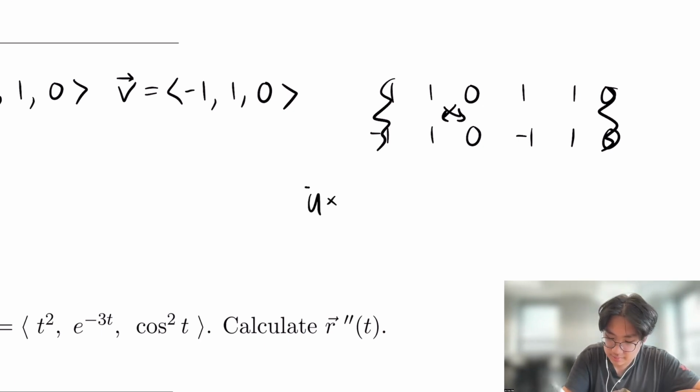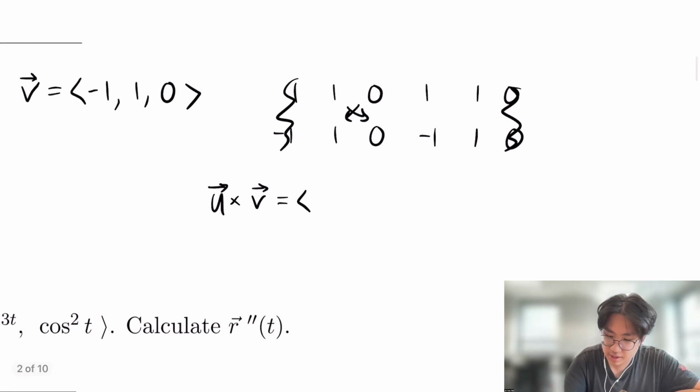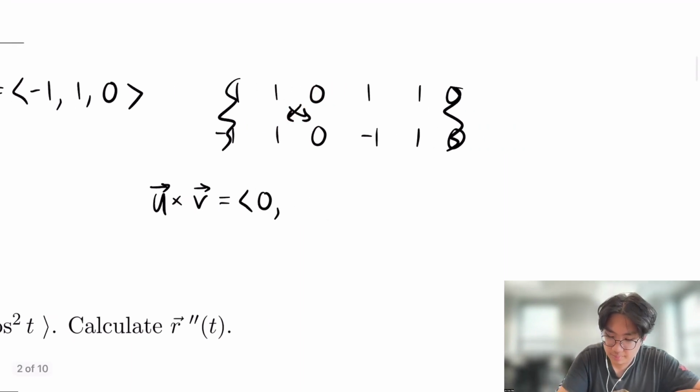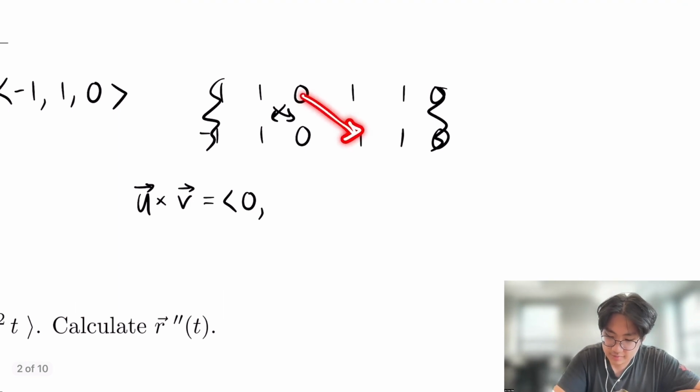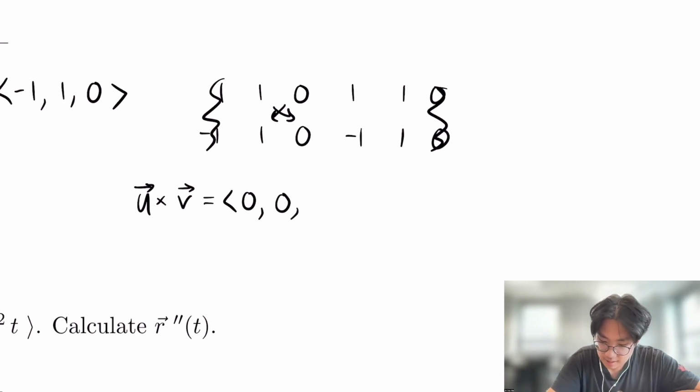So u cross v. Here we have 1 times 0, which is 0, and then minus 1 times 0, which is 0. So you still have 0 here. In this case here, you have 0 times -1 minus 0 times 1, so still 0. And then finally, you have this right over here. So you have 1 times 1, which is 1.